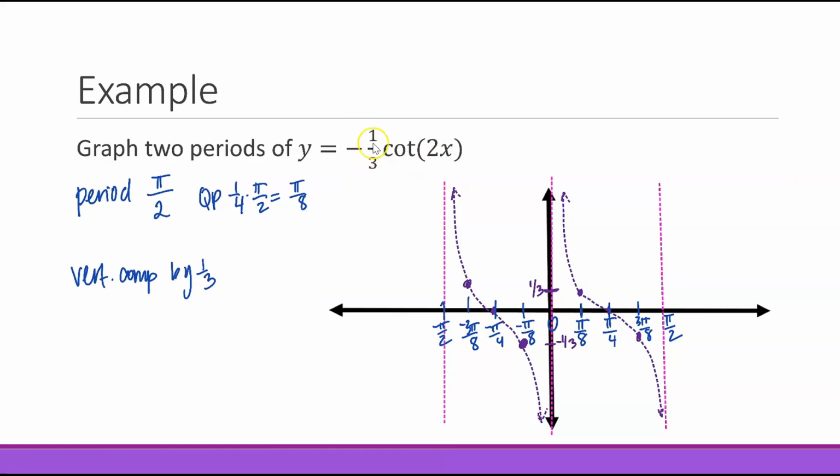But I want to graph negative 1/3 cotangent 2x. So I'm going to have to reflect these over the x-axis. So I'm going to go ahead and do that finally. Let's switch colors here. So negative pi over 4, 0 will stay the same, but now I have negative pi over 8, 1/3, negative 3 pi over 8, negative 1/3. It's going to look like this. And then we'll label those flipped points over here. So now this green graph right here is the graph of negative 1/3 cotangent 2x.